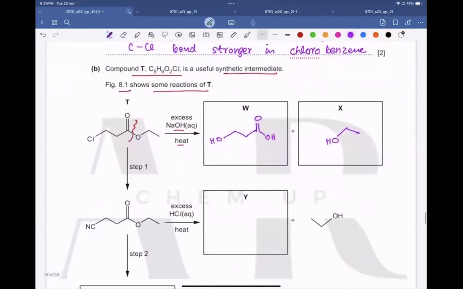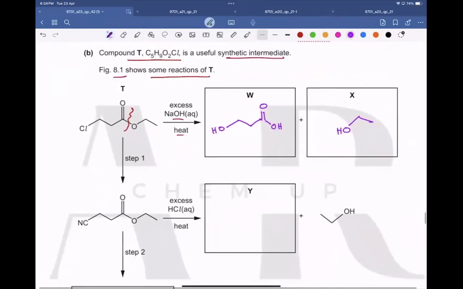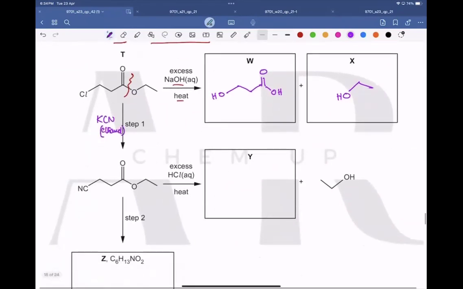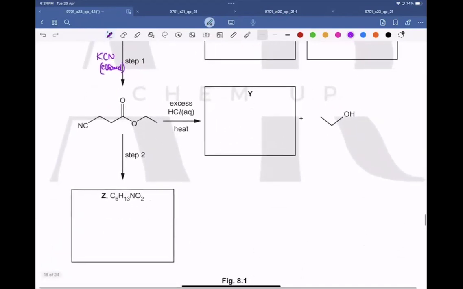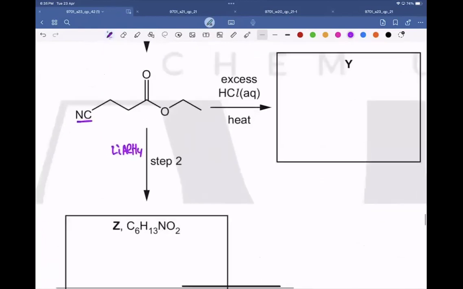Okay. Now, in step 1, the Cl turns into CN, so it means it's a reaction with potassium cyanide in ethanol. This is the reaction. That's why it turns into CN. If you see step 2, it would become NO2. The two O are here. So it means that here a reduction must occur, because there are more hydrogens over here.